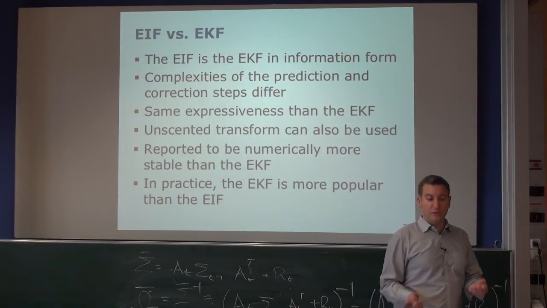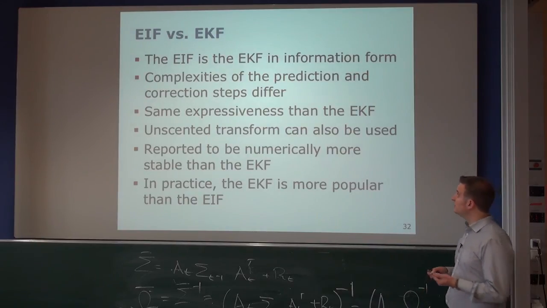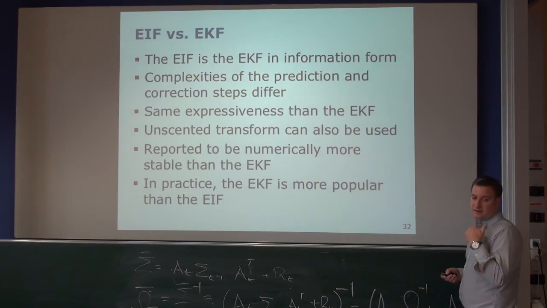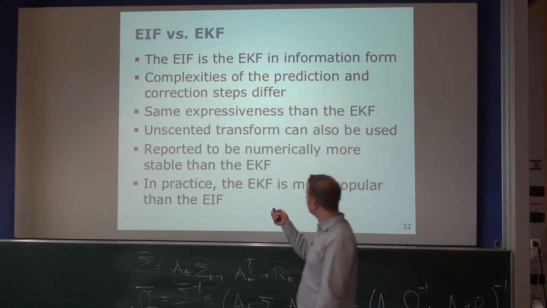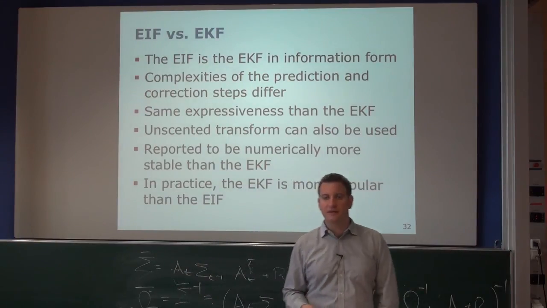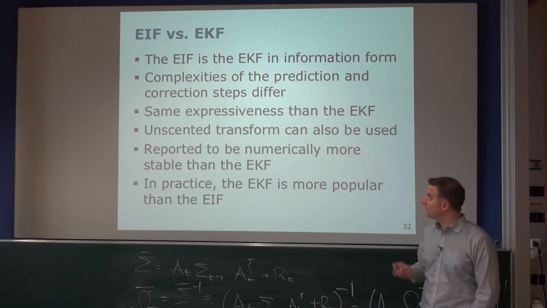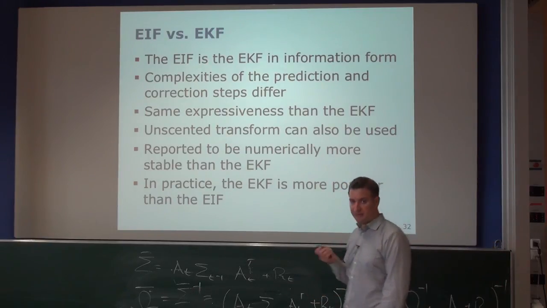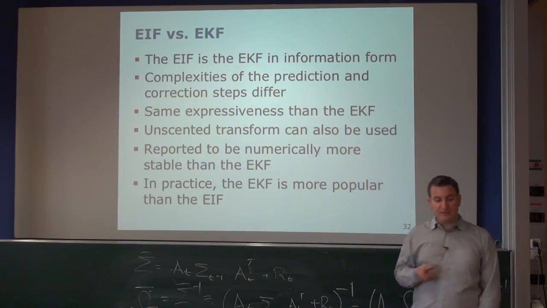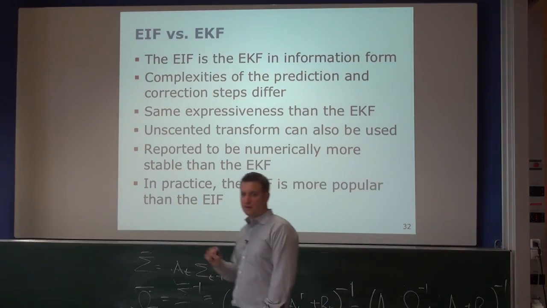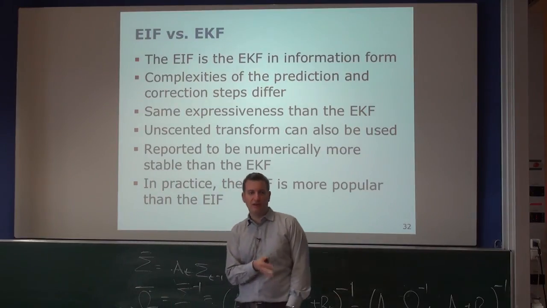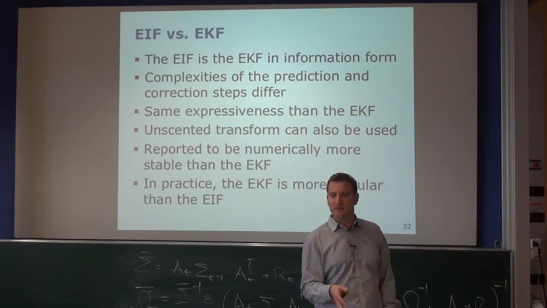So if we just compare the extended information filter and the extended Kalman filter, again, the complexities between the prediction and the correction step differ here. They can differ if I can recover the mean in an efficient way. Otherwise, I run into problems that both steps actually become expensive. It has, however, the same expressiveness. So if you can do these operations and you don't care about your timing, the extended information filter gives you the same result as the extended Kalman filter.